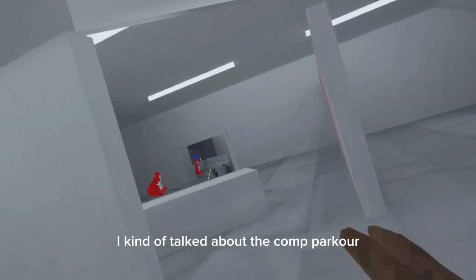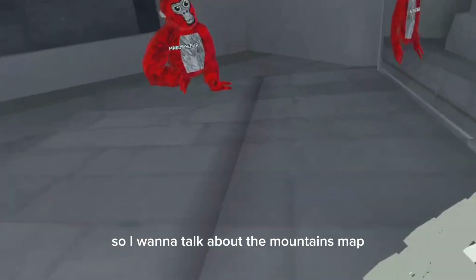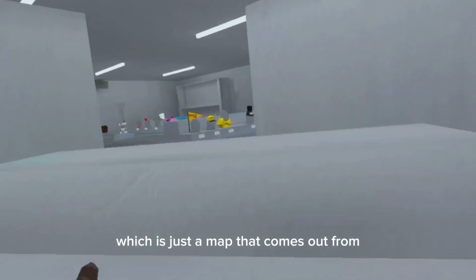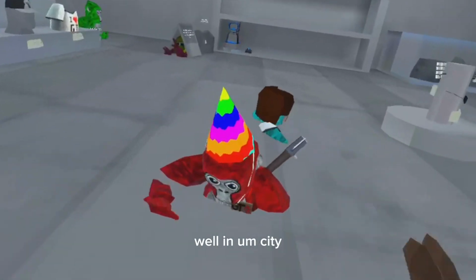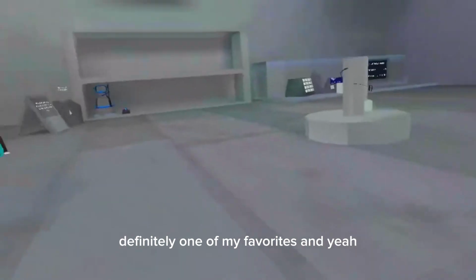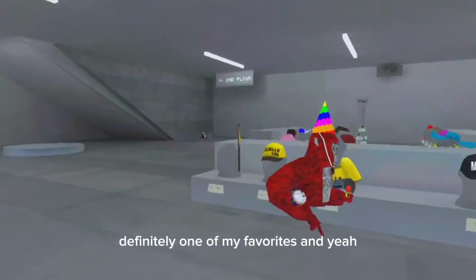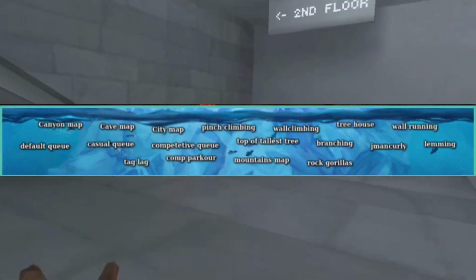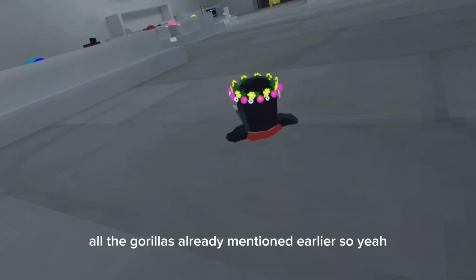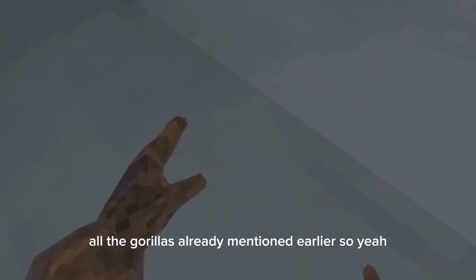I kind of talked about the comp parkour, so I want to talk about the mountains map, which is just a map that comes out from, well, in City, which is a very popular map. It's definitely one of my favorites. And yeah. Rock gorillas are basically the same as lava gorillas already mentioned earlier, so yeah.